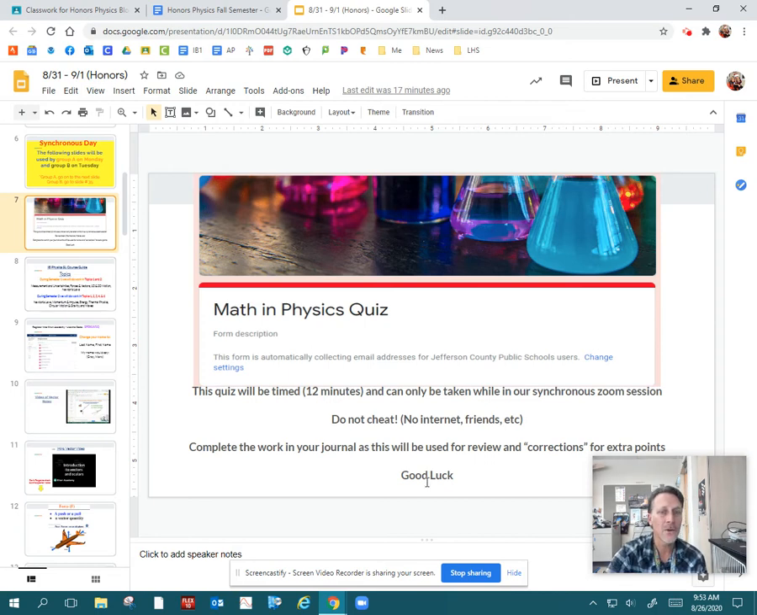Also, do this work in your journal. We're going to have basically 3 minutes per question, so you want to be quick. Have your journal ready at the start of this quiz, and you're going to jump right into that journal work. And then you're going to use the writing that you have in your journal to do corrections later.